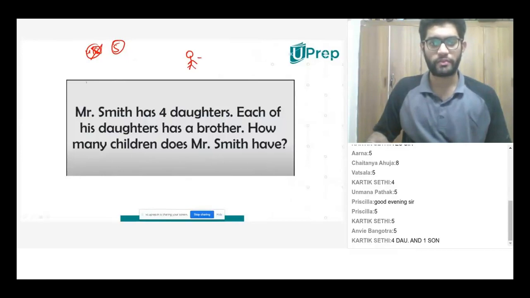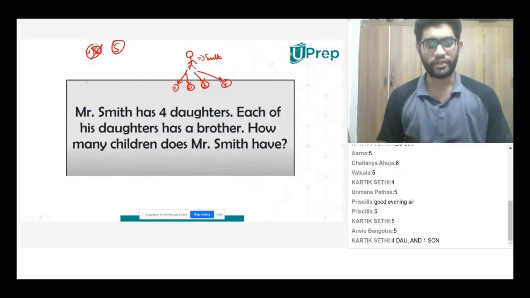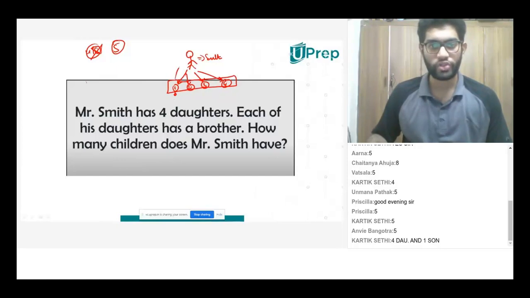We have Mr. Smith and he says he has 4 daughters. 1, 2, 3, 4. All right. And he says each of his daughters has a brother. Now, each daughter individually cannot have a brother, right? Because all of them are Mr. Smith's daughters only, his siblings. He's the common parent.